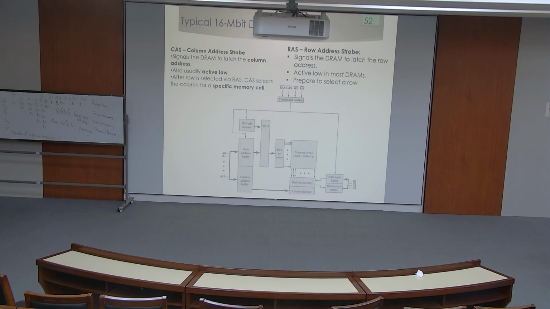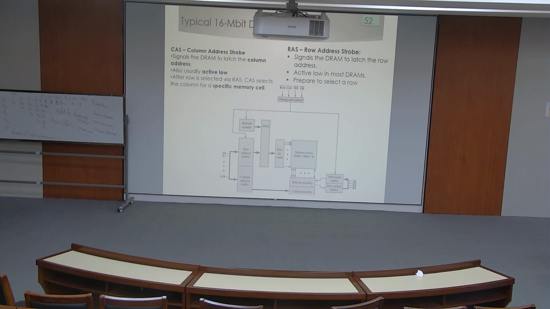We talked about 16 megabyte DRAM memory organization. You see we have the row address buffer and the column address buffer. We have also the refresh counter. We have the refresh circuit because it's made of DRAM and needs to be refreshed.